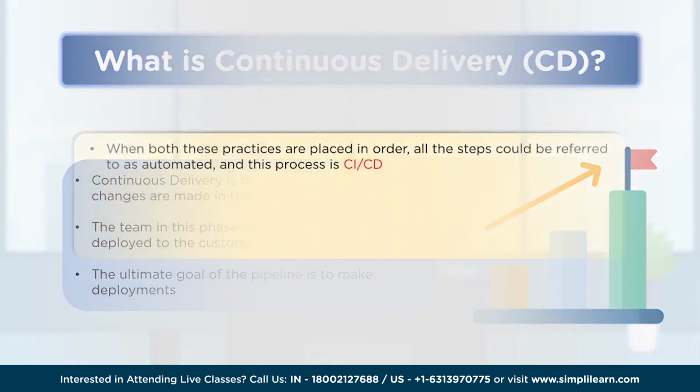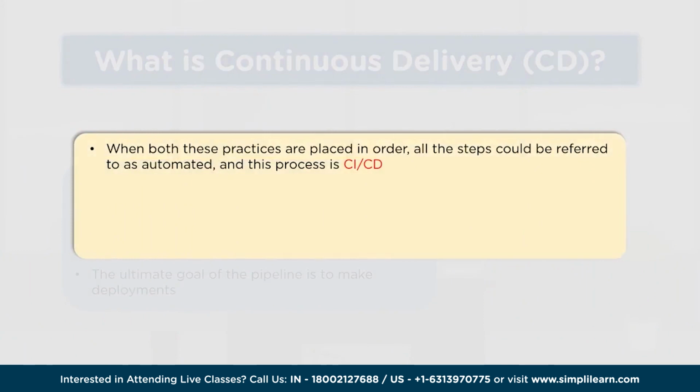So when both these practices are placed together in order, all the steps can be referred to as a complete automated process, and this process is known as CI/CD. When we are working on this automation, we are looking at how the automation needs to be done. Since it's CI/CD automation we are talking about, the end result would be build and deployment automation. So you will be taking care of both the build, the test case executions and the deployments when we talk about CI/CD.